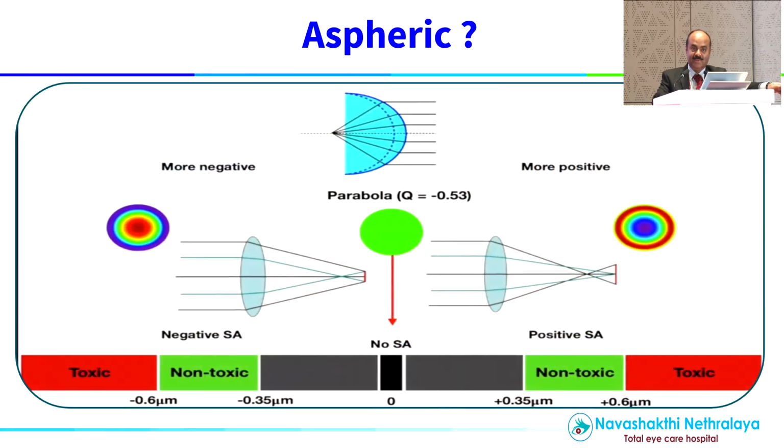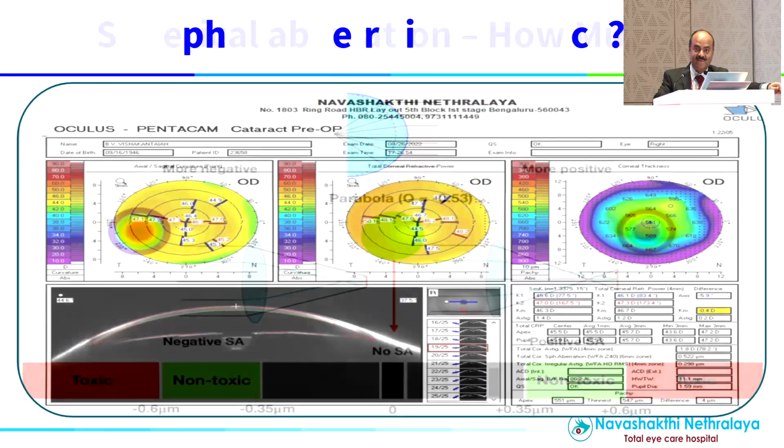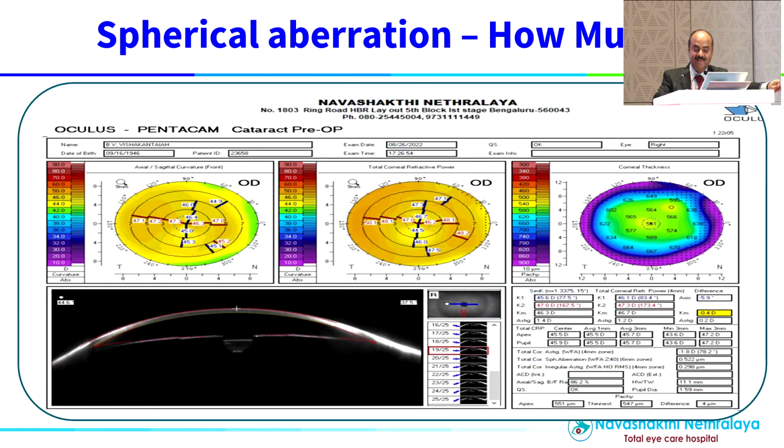This is a slide. It took some time for Dr. Rohit to teach me. Now, what is spherical aberration? What are we looking at? The eye is not a perfect sphere, right? So the eye is like a parabola. Now, a parabola corresponds to around 0.53, whatever that reading is, 0.53 minus. This is what we take as zero spherical aberration.